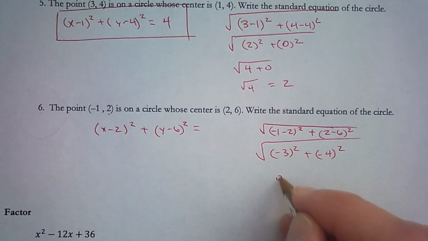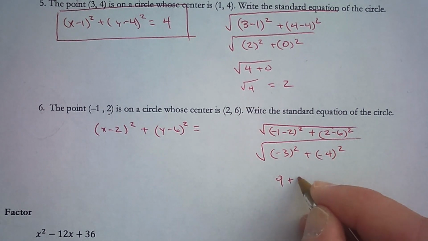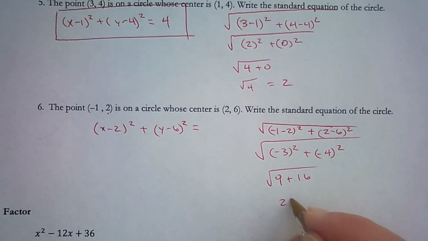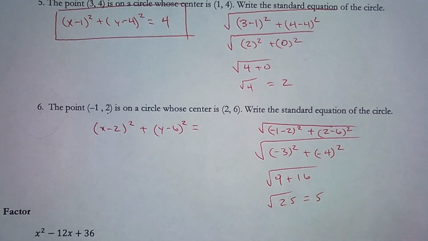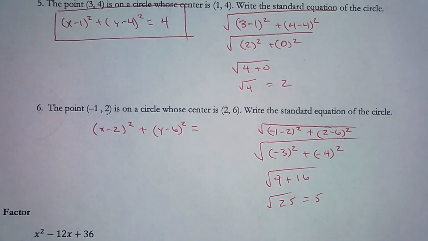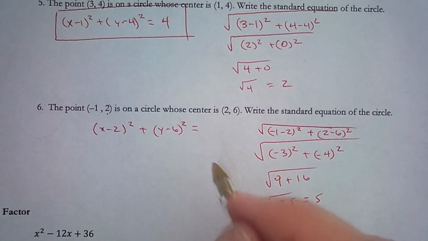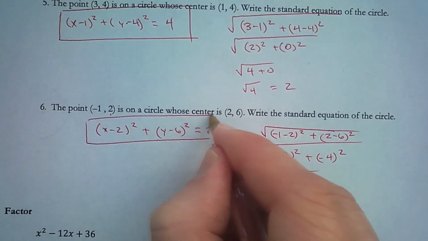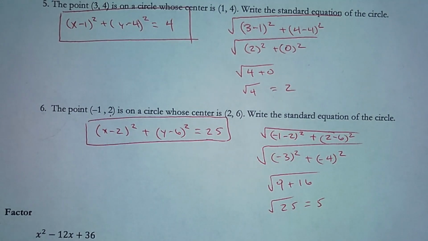Negative 3 squared is positive 9. Negative 4 squared is positive 16. And 9 plus 16 is 25. So we have the square root of 25, which is 5. So the radius of this circle is 5. And what goes here is the radius squared. 5 squared is 25. And there is the equation of this circle.